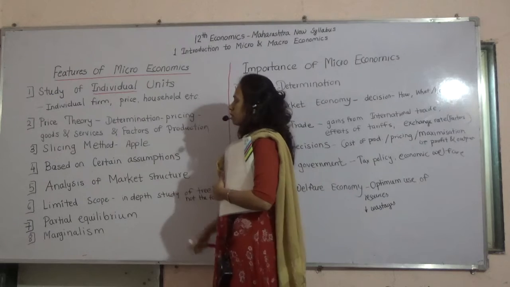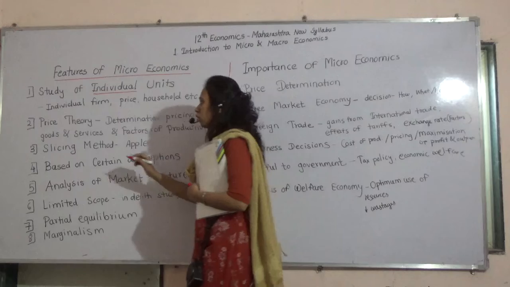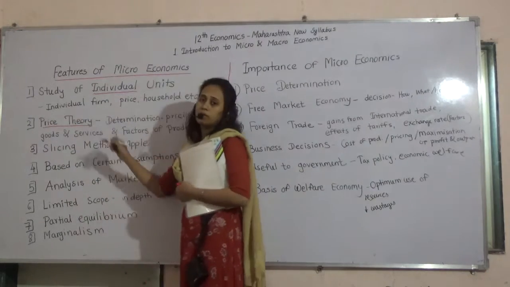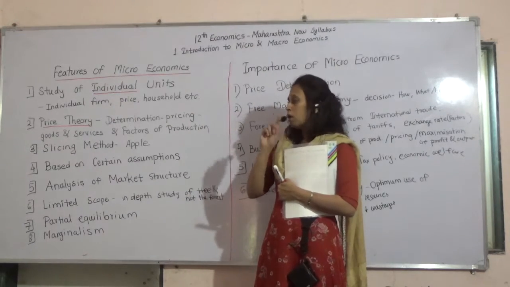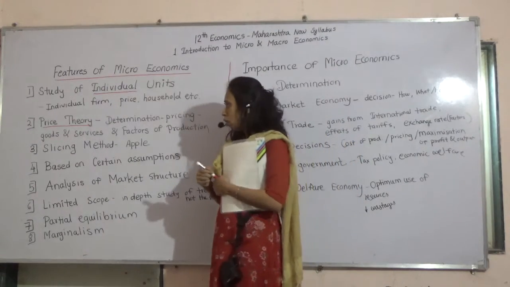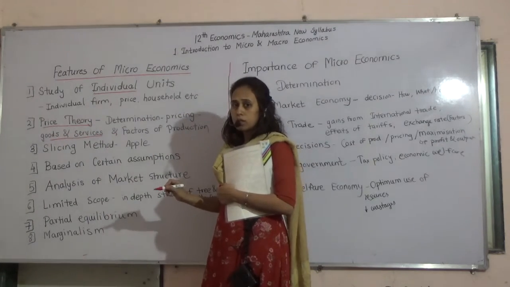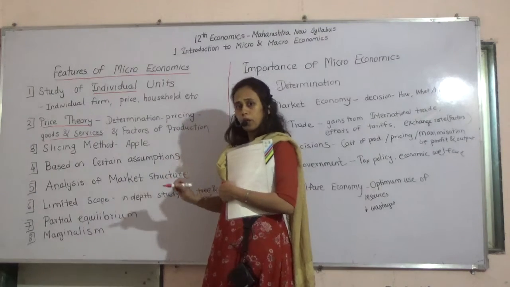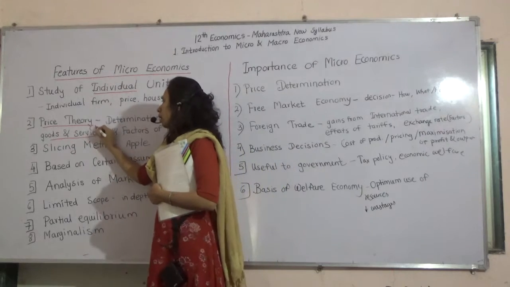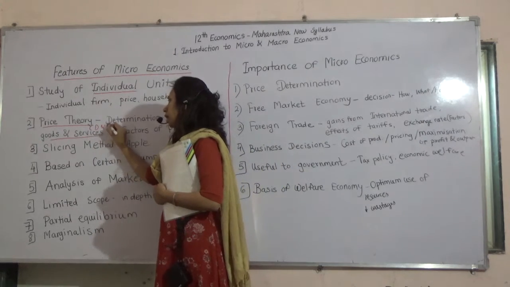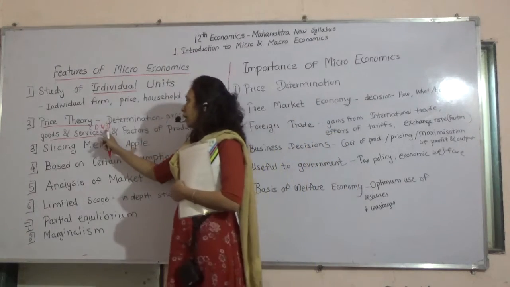Then next is price theory. Why is it called price theory? Remember this, microeconomics is called price theory because, as we discussed in scope and subject, it deals with the determination of pricing of goods and services. How does the pricing of goods and services take place? Pricing of any goods or services is determined by the analysis of demand and supply.